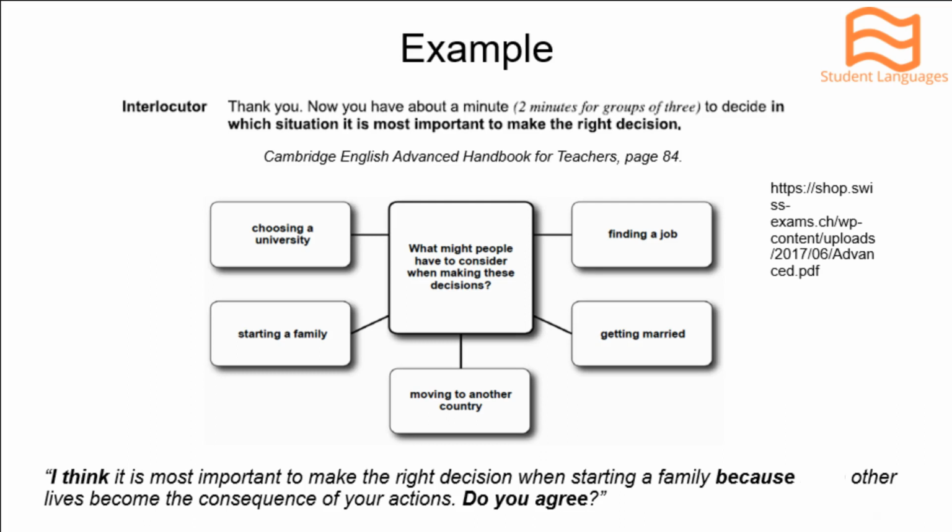So, there are other lives, for example, your children. When you're starting a family, these other lives, your children's lives, become the consequence of your actions. So that's why I think this is the most important thing to think about when making the right decision. This is the most important idea. Do you agree with me?